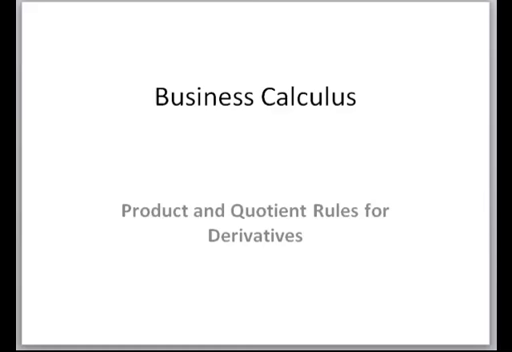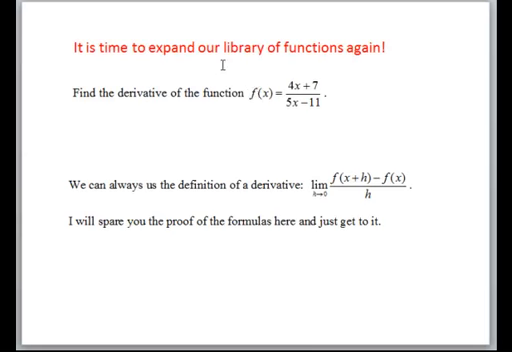Hi, welcome back. Today we're going to be talking about product and quotient rules for computing derivatives. Okay, so let's go ahead and look at the function f of x is equal to (4x + 7) over (5x - 11). How do we take the derivative of this?